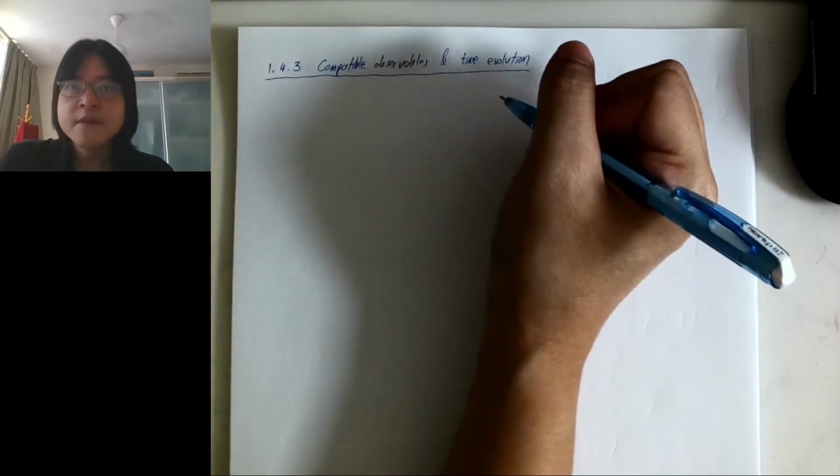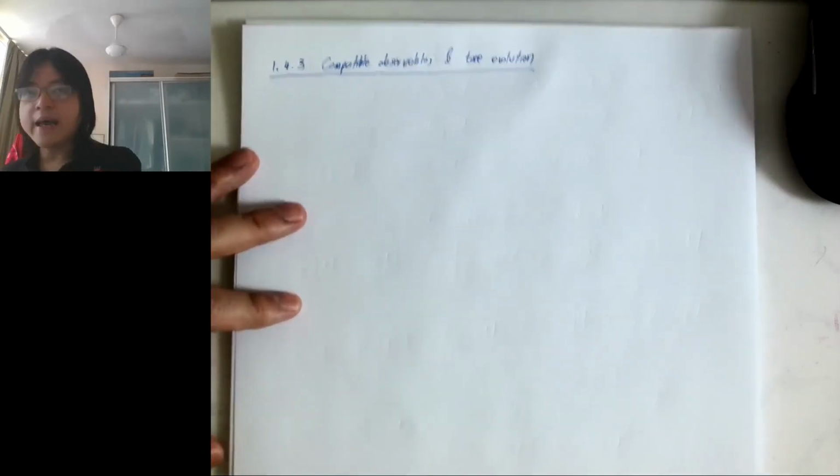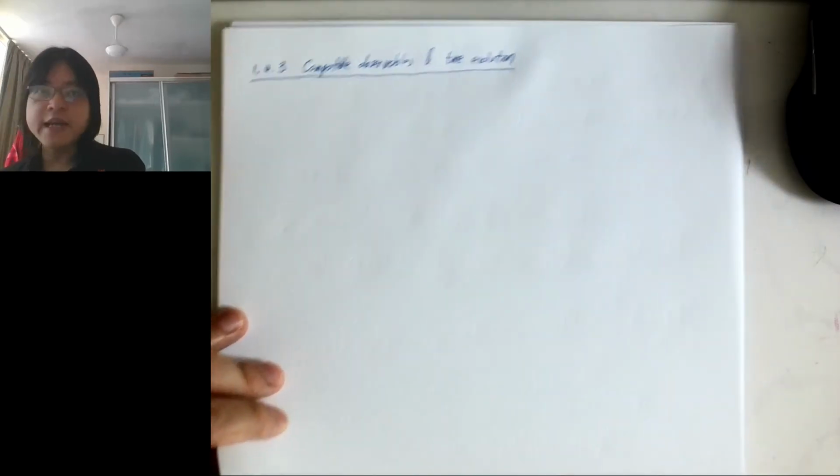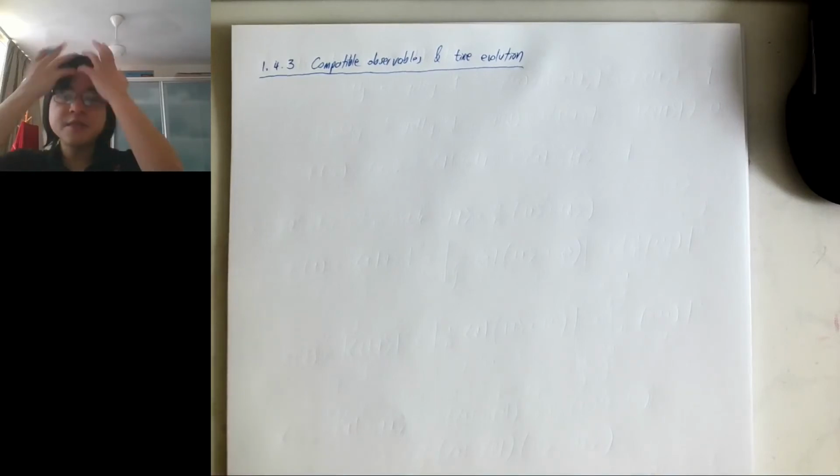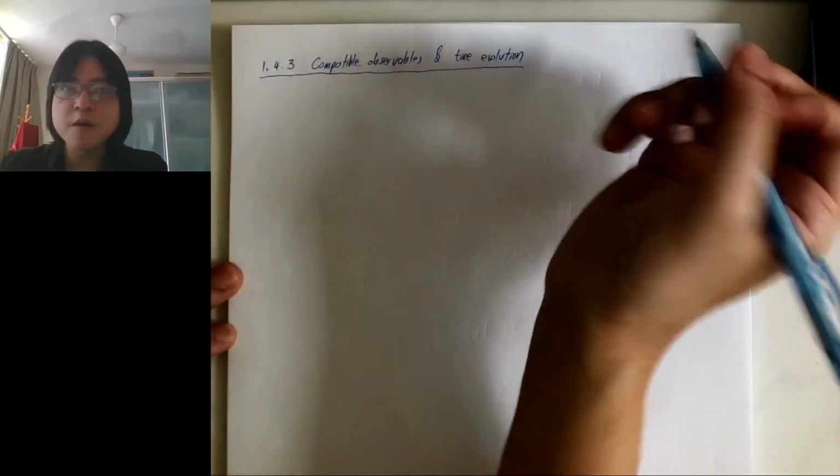Okay. So what do we mean by compatible? Another fancy term you have already encountered. Anything that is incompatible will have the uncertainty principle, right? So let's say two observables.